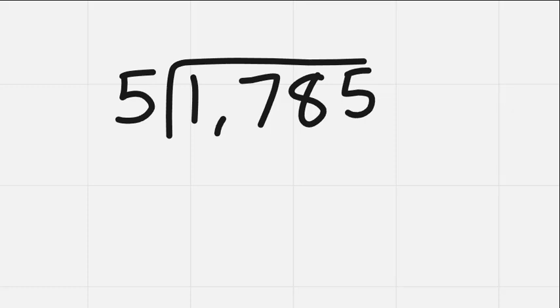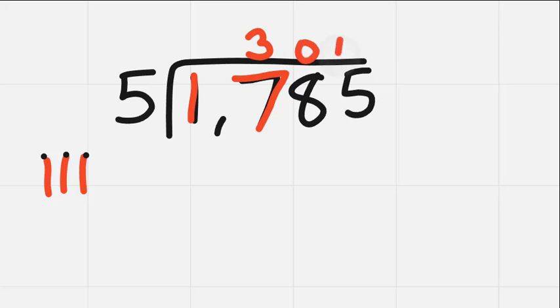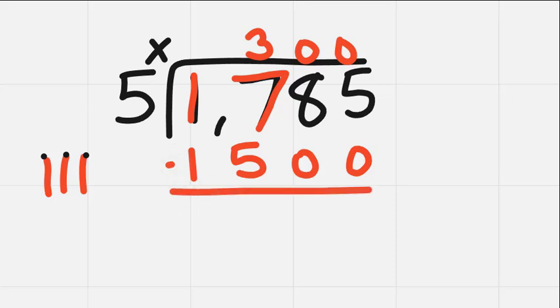Please copy this down. We'll look at the first number 1, which is too small. So then we look at the next digit. We'll be dividing into 17. Let's count by 5 until we get to 17 without going over. 5, 10, 15, 20. Too high, so we stop at 15. There's 1, 2, 3. That means that we'll put a 3 with 2 zeros. And then we multiply. 5 times 3 is 15, and then we add the 2 zeros, and then subtract.